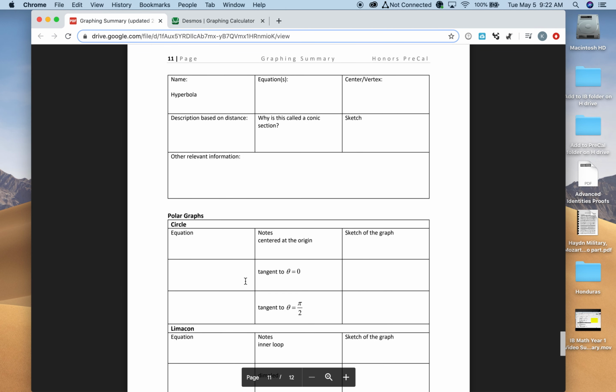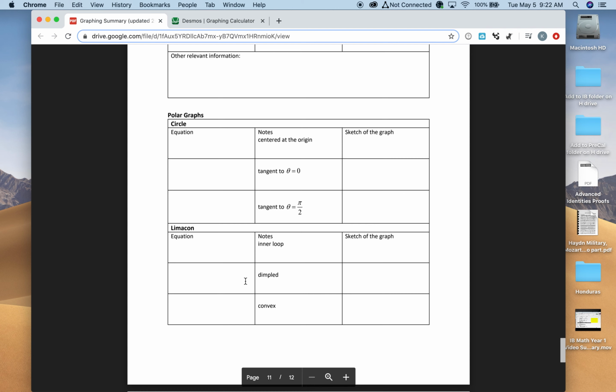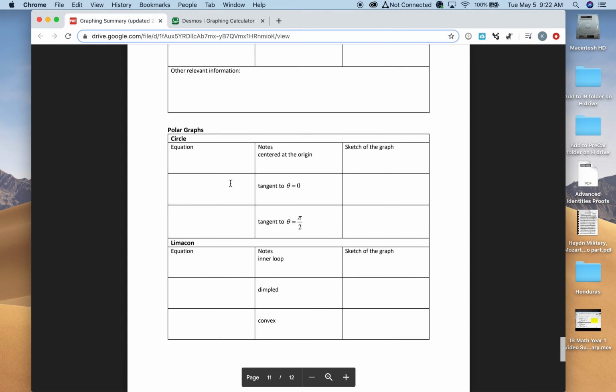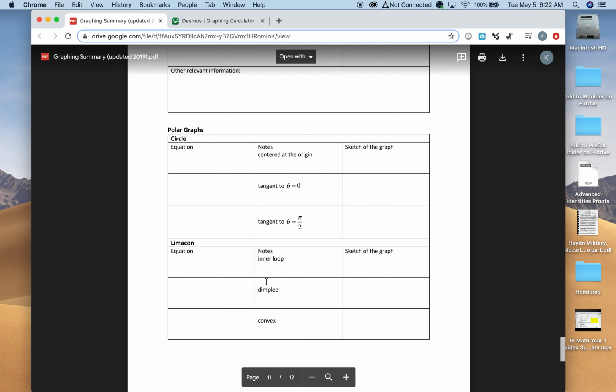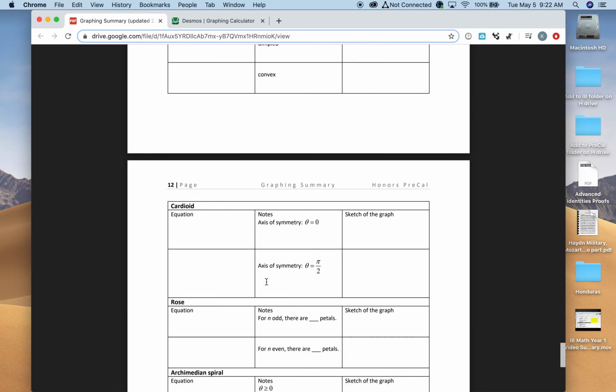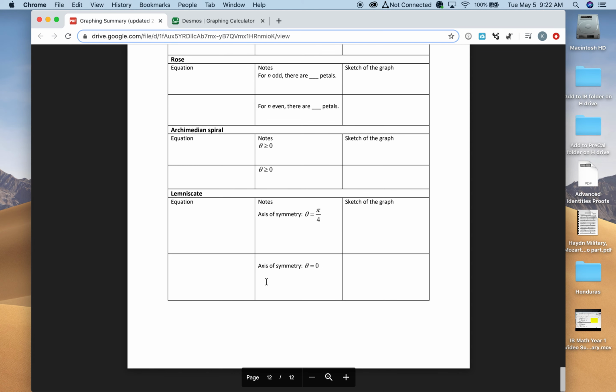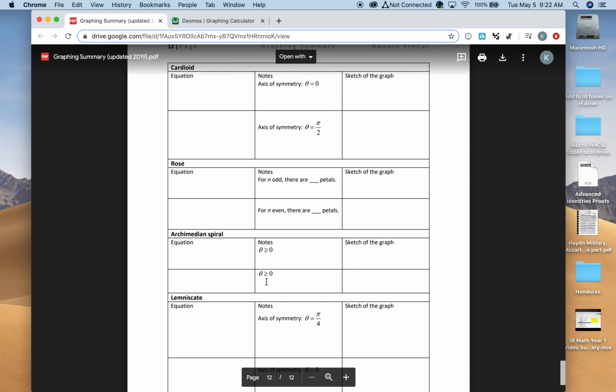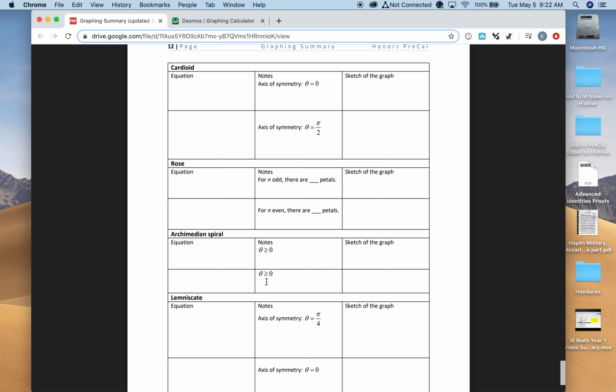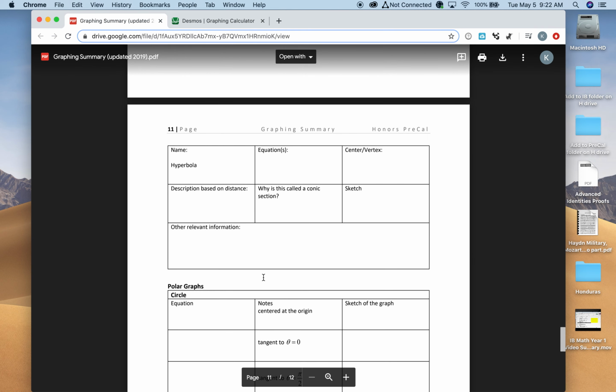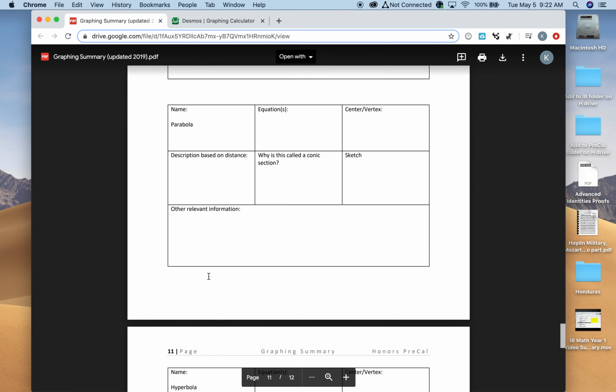The last bit of this chart deals with the polar graphs, and this is almost identical, or it had been in the past, identical to the chart that I made you turn in already. If you'd like to do it again, to have it all in one place, by all means, don't let me stop you. But if you're not interested in filling it out again, I completely understand. And you don't have to do the polar section a second time if you already turned that in.